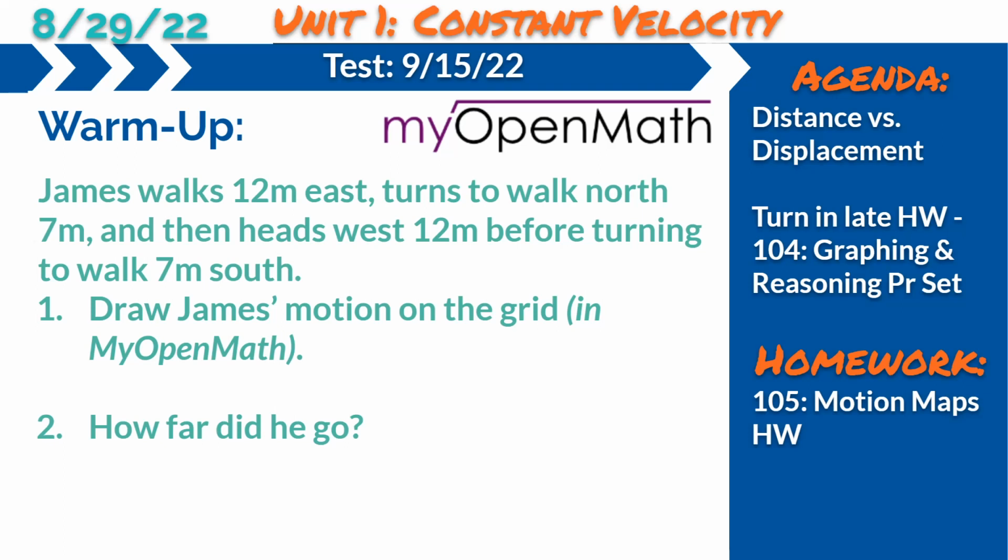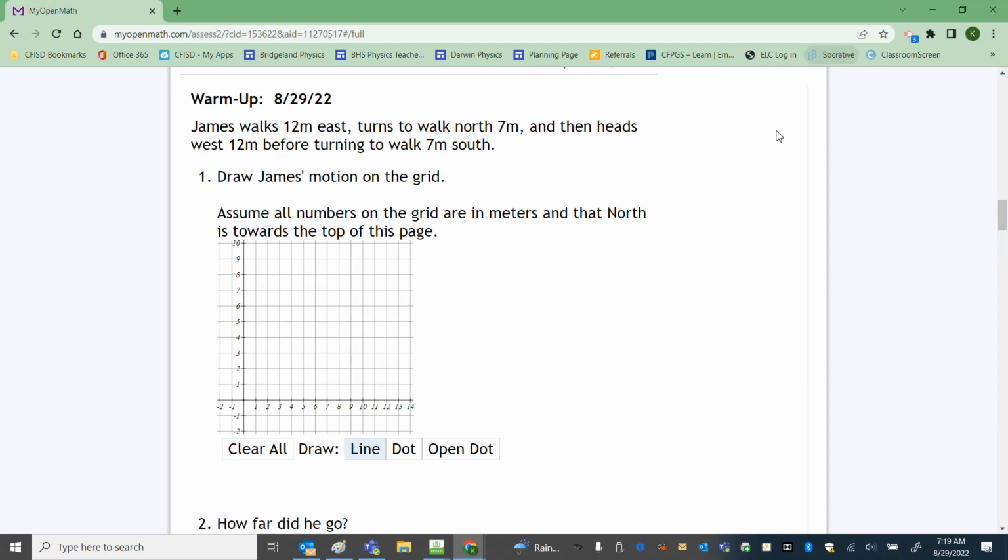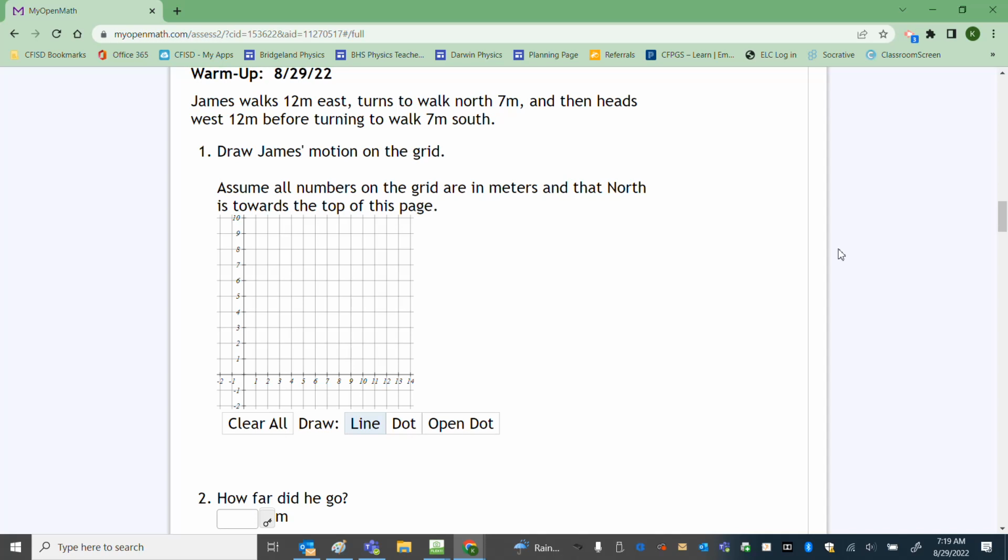Okay guys, I am hoping that you have already answered the warm-up question, but if not, you can follow along with me right now. I'm going to go ahead and put the same screen that you are looking at up on my screen from My Open Math. So this is the warm-up question for today.